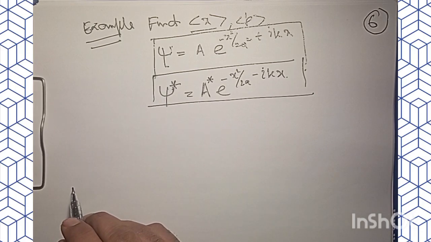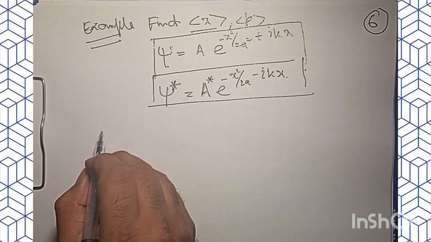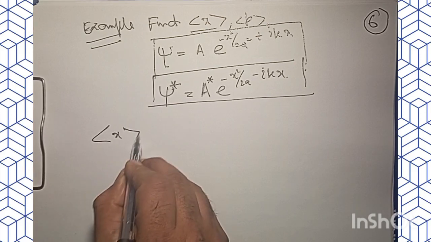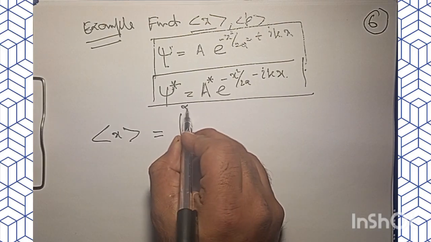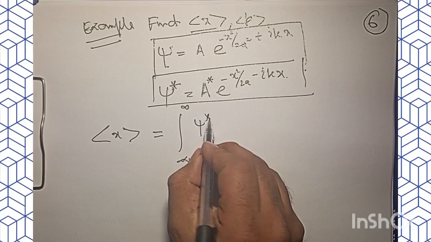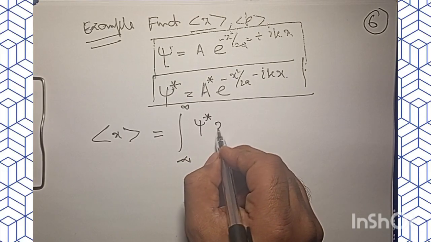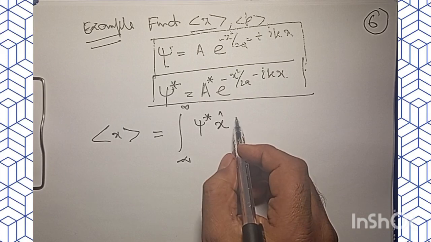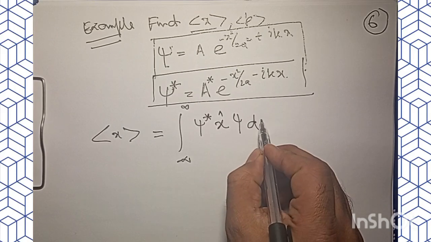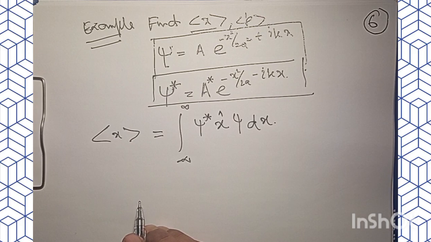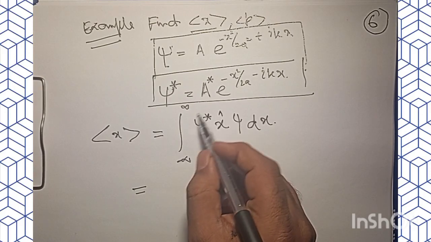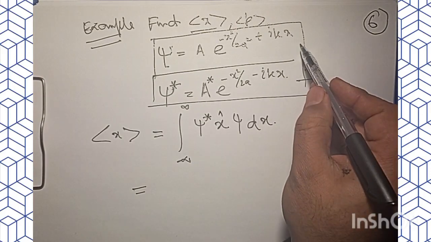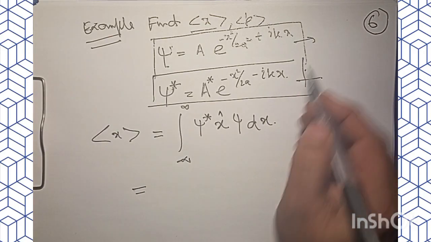So what I am supposed to do is to find the expectation value. So I have to find x. How do we define this? x is the integral from minus infinity to infinity of psi star, then the position operator, and then psi dx. So this should be the case. For this, I should be using the value of the wave function, which has the complex conjugate, and which is originally a function like this.